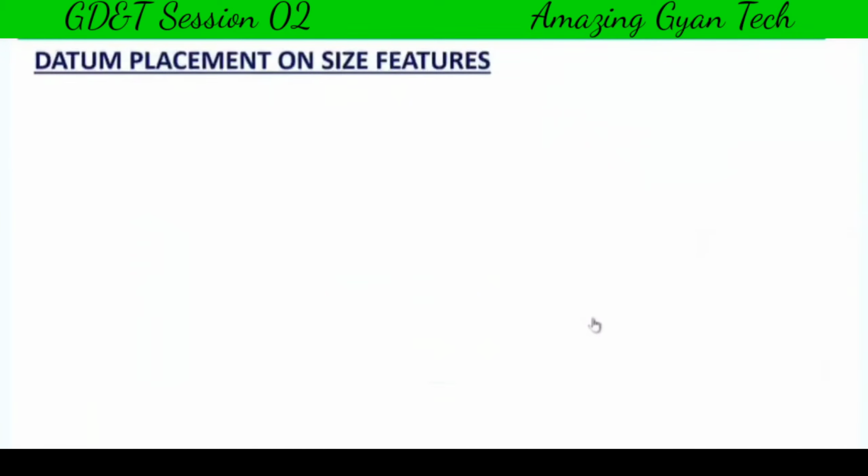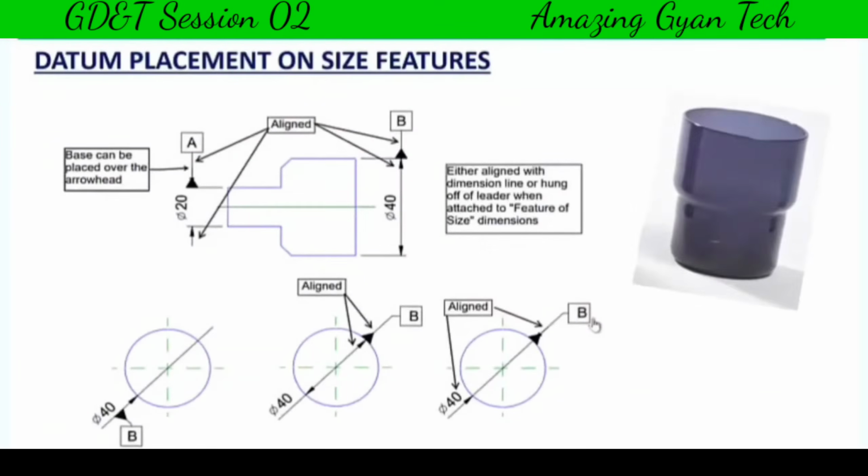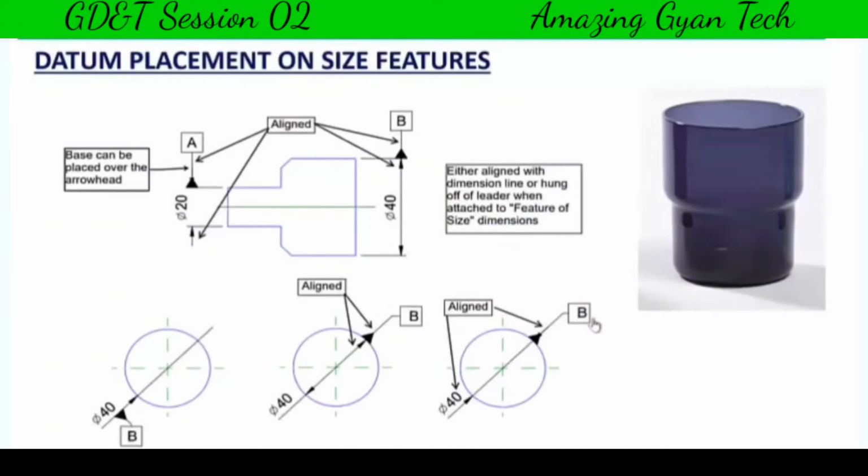Datum placement on size features. Suppose I am going to place a datum on a size feature, that is, a feature of size like a cylinder or anything like that. We can use this kind of method where we place the datum aligned. It should be aligned along with the dimension line itself. So you can see datum A and datum B in the top drawing are aligned with the dimension line, or in the below drawing you can see for a diametrical symbol it is aligned, or it can be placed directly on the surface also, but it should be aligned.